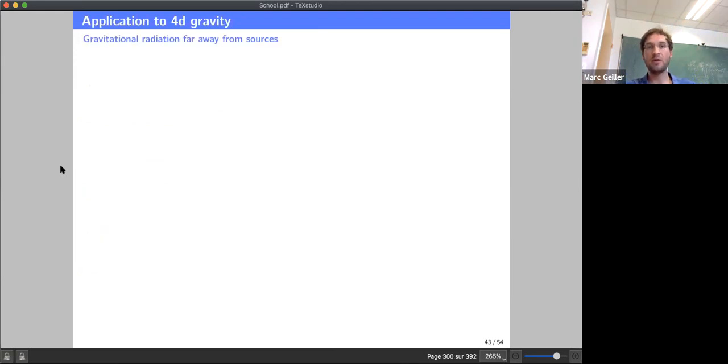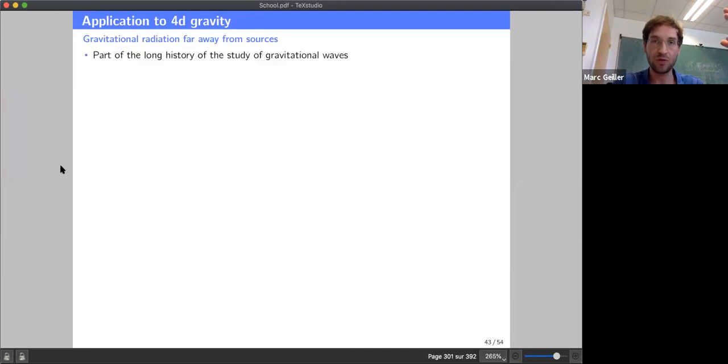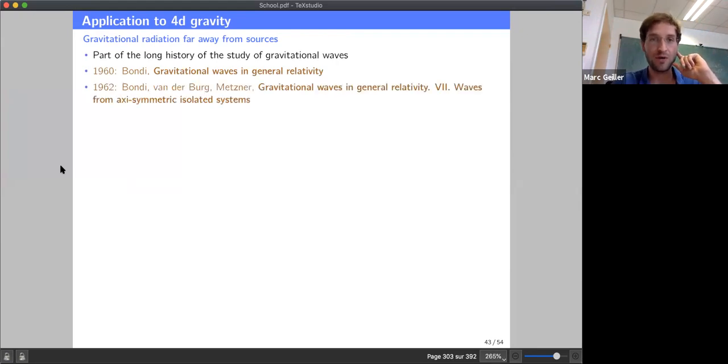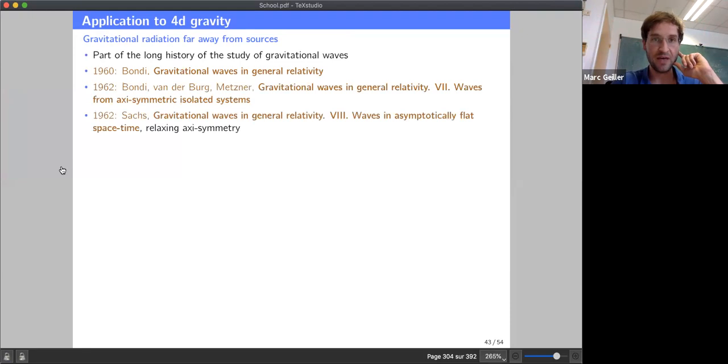Okay, so the idea in four-dimensional gravity, again, this was our motivation when we introduced in the first place this notion of asymptotic symmetries in three-dimensional gravity. The idea is that we want to study gravitational radiation far away from sources. Of course, the story of the study of gravitational waves is very long and intricate, and there's contribution by many people. But here I just want to mention a few papers, namely these very influential papers by Bondi, van der Burg, Metzner, and Sachs, between the 60s and then 62.